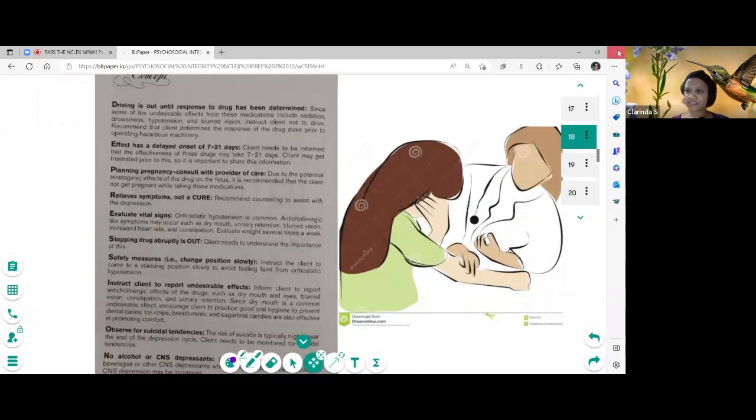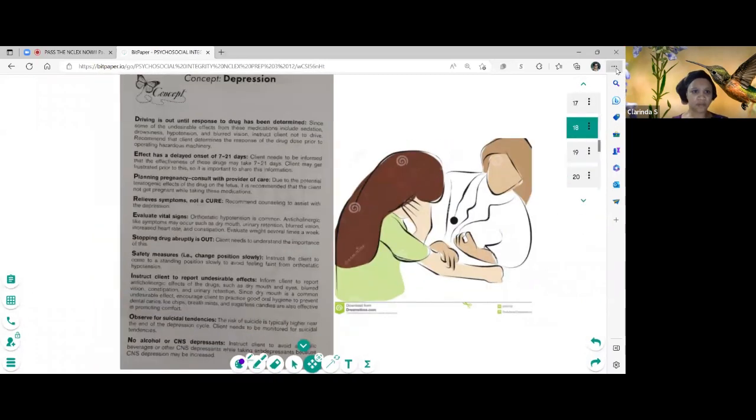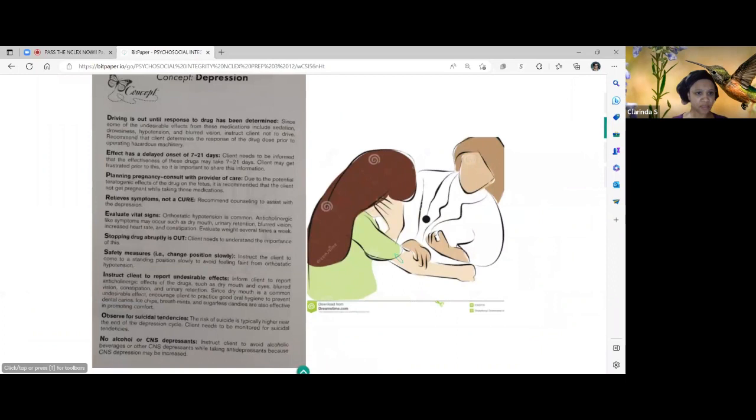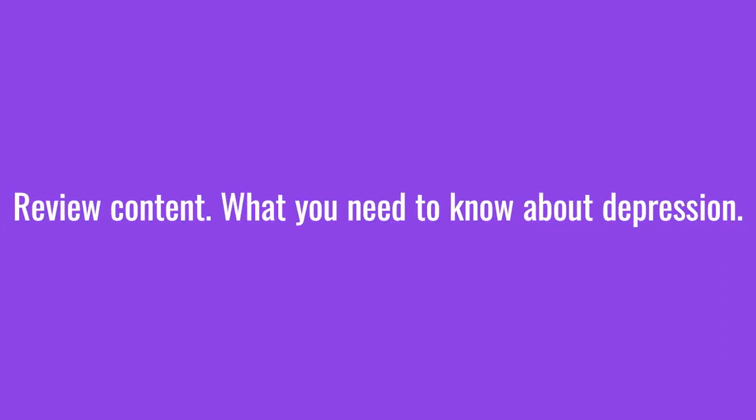So this is a slide on depression. So you'll get a copy of this. Just remind me to send out these notes to you. There's a few things about if a patient is on antidepressant meds, observe for suicidal tendencies. So these are things that are highly tested on NCLEX. So some good information to review.